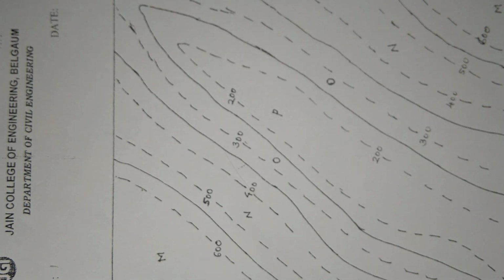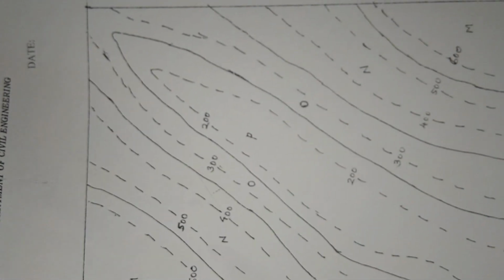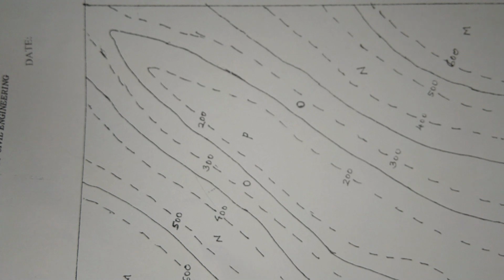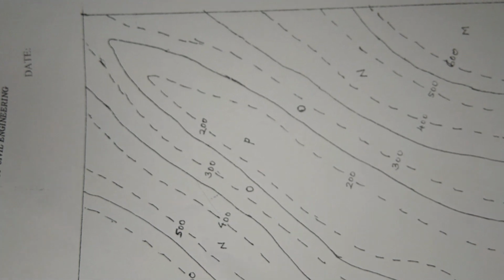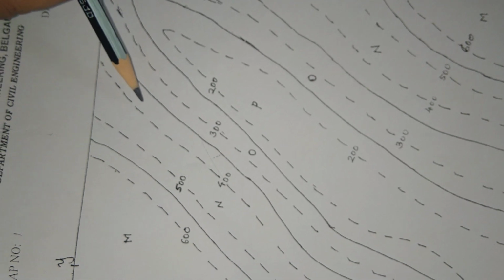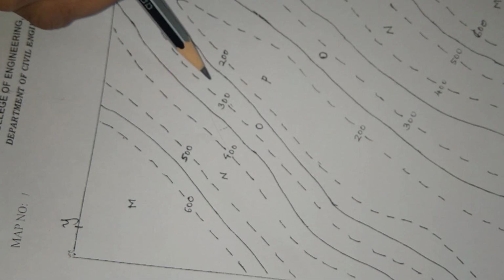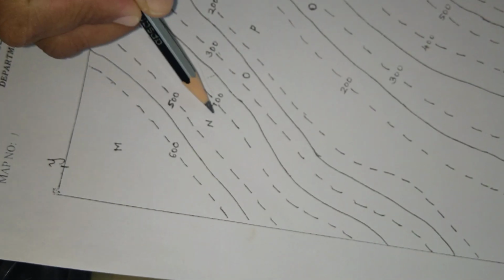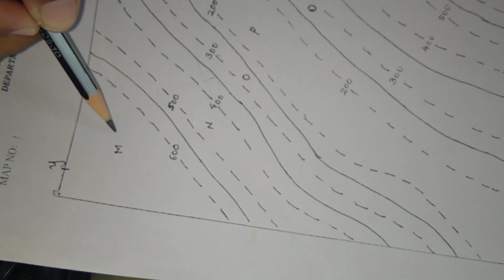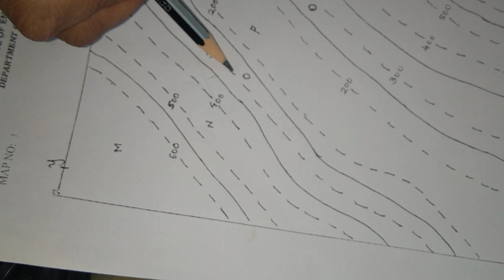So today we will start with the geological maps. First, understand what is a geological map. Here there is a map which is a geological map. Why is it called a geological map? Because here all the geological features are seen, like these beds. There are beds which are M, N, O and P. So there are 4 beds, and these dotted lines are the contour lines.